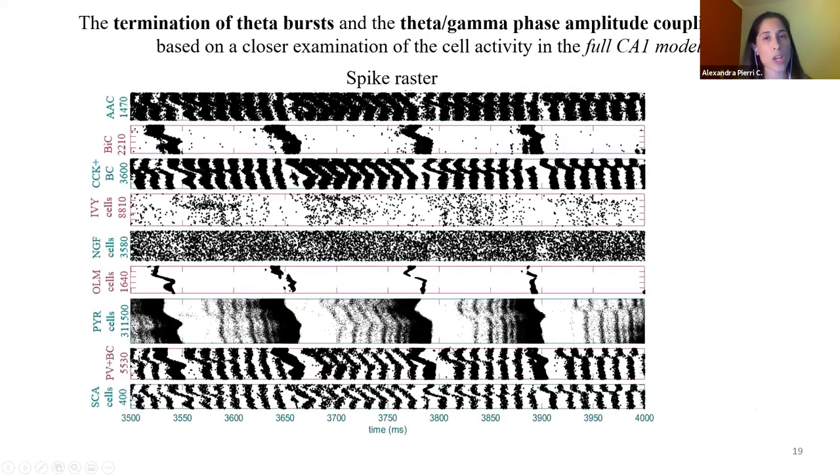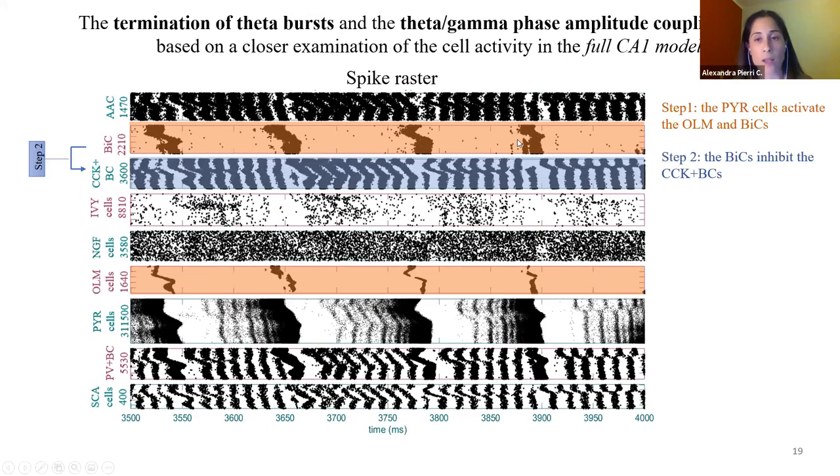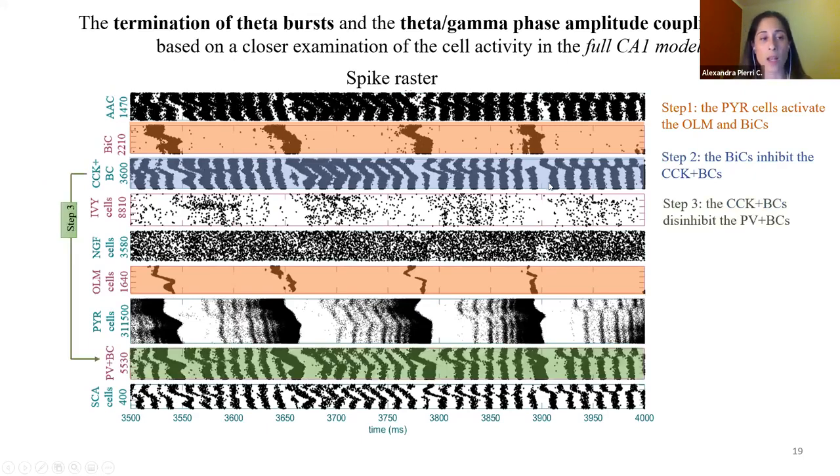We will first accept that the duration of any given theta cycle is controlled by the pyramidal cells and the net input that they receive, and by extension to their intrinsic properties. So let's take a look at a given theta cycle from 3.8 to 3.9 milliseconds. By virtue of the pyramidal connections, more and more pyramidal cells are recruited to the theta cycle, and the numbers maximize at the peak of it. At that point, the pyramidal cells activate the OLM and the bistratified cells. The bistratified cells form very strong connections with the CCK basket cells, and they inhibit them. The CCK basket cells form very strong connections with the PV positive basket cells, and they disinhibit them, mainly activate them.